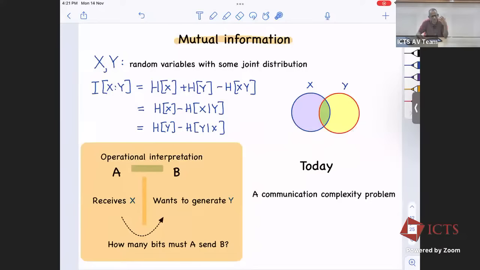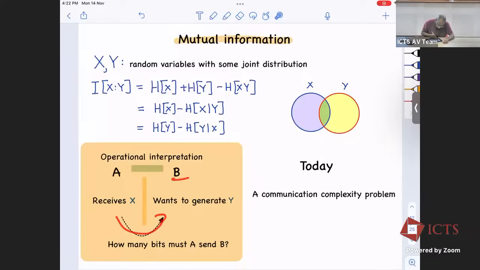There is a similar game that you can set up between Alice and Bob. Alice receives X, but she doesn't want to tell Bob. She wants Bob to independently generate a Y, which has the same conditional distribution as specified by the original distribution of X and Y. And what is the amount of transmission that Alice needs to do in order for Bob to know Y, okay?